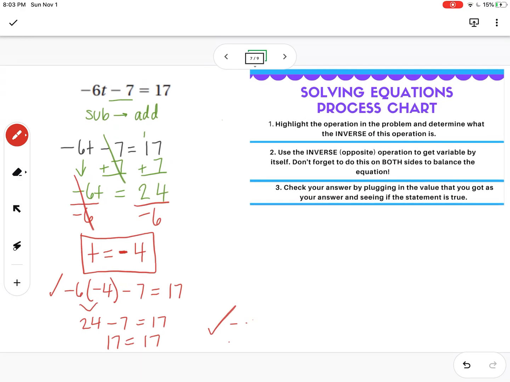All right, there's our first two-step equation. Same process. All right, let's continue on with our examples.